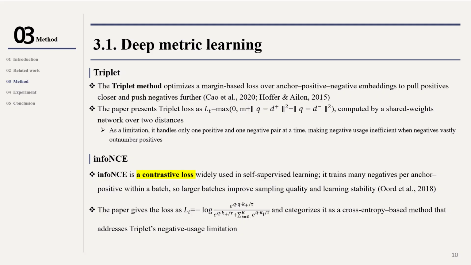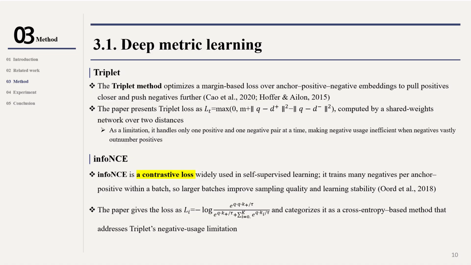The triplet method optimizes a margin-based loss over anchor, positive, and negative embeddings to pull positives closer and push negatives further away. The paper presents the triplet loss as follows, computed by a shared-weights network over two distances. As a limitation, it handles only one positive and one negative pair at a time, making negative use inefficient when negatives vastly outnumber positives.